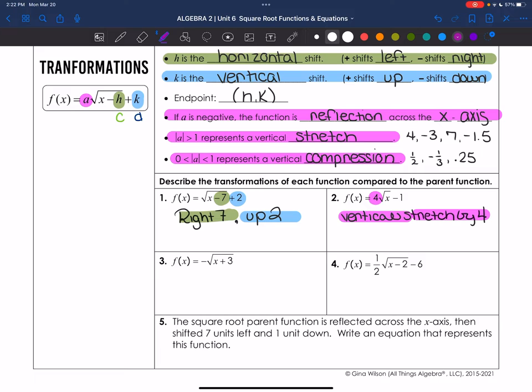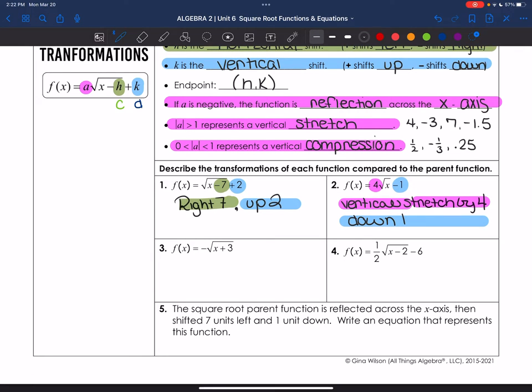And then we've got this other component here. We've got this value that is outside after the square root. And so that, ladies and gentlemen, is going to cause a different kind of transformation. What is that going to be? It is a vertical shift, and it's going to be a vertical shift down 1 unit. I can just put down -1.